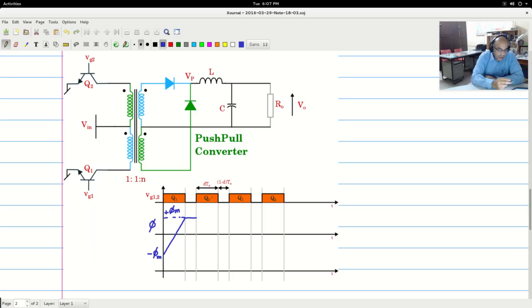And then again there is a dissymmetry, Q2 is turned on, and now in an opposite sense magnetizing current is flowing, and the flux will go down from plus phi m to minus phi m.